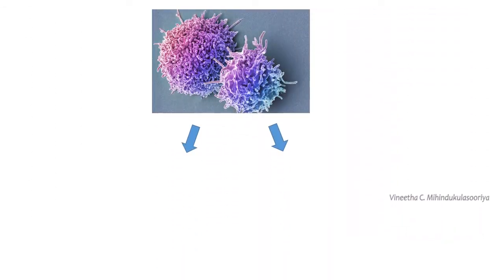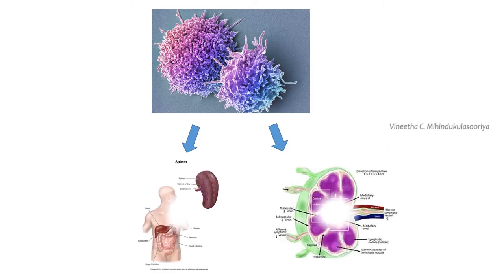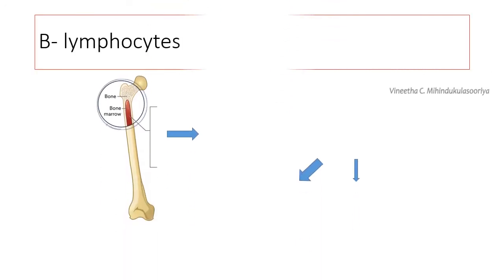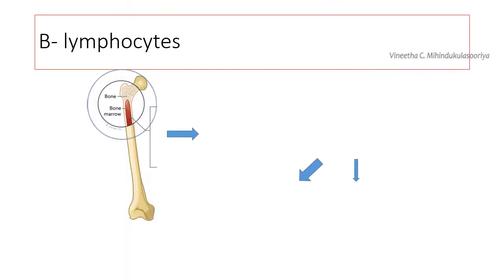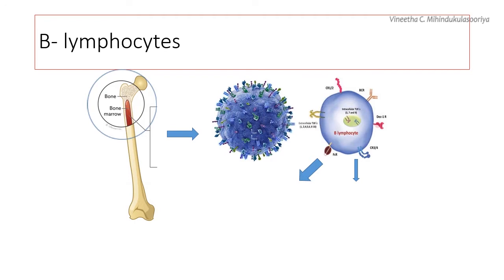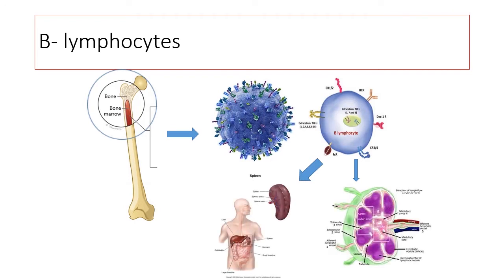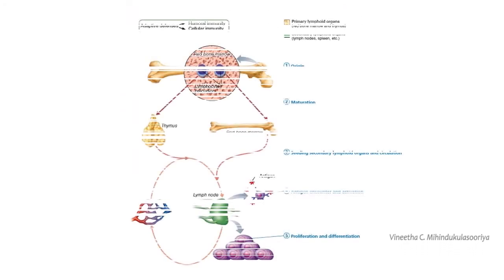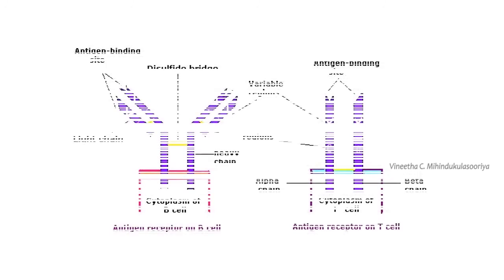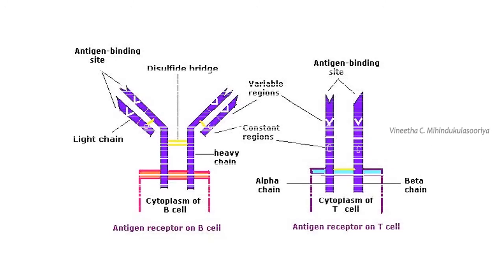These T lymphocytes then enter the secondary lymphoid organs such as the spleen and lymph nodes. Some stem cells mature in the bone marrow and differentiate into B lymphocytes. These B cells then enter secondary lymphoid organs such as the spleen and lymph nodes. There are about 100,000 receptors on a T or B cell. These receptors are specialized proteins.